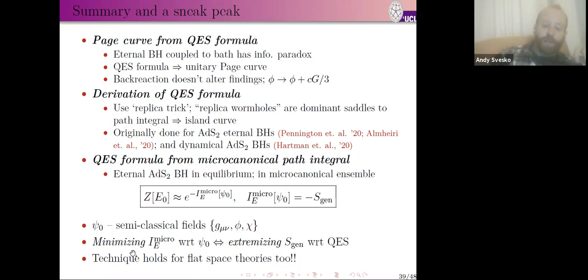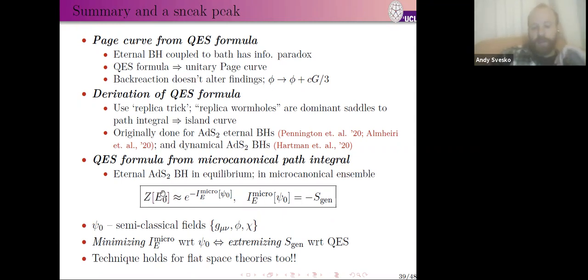So then what happens is minimizing the microcanonical action, which is equivalent to finding the dominant saddles of your system, is identified with extremizing the generalized entropy with respect to the quantum extremal surface. So that gives you the extremizing and the minimization contributions in the QES formula. And what's great is that this technique applies to flat space theories in 2D. This is one thing we're working on as well.